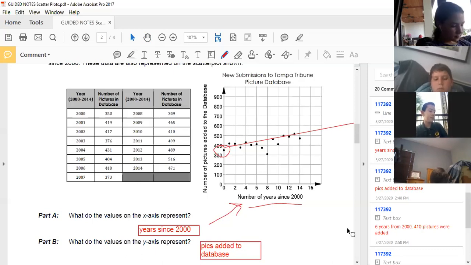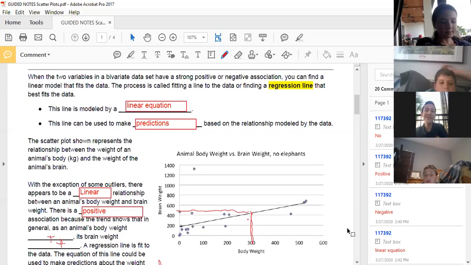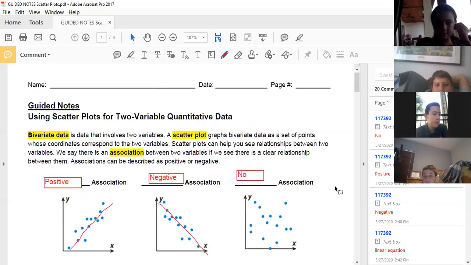All right, so these are the basics of scatter plots. We've got a relationship, positive or negative. We've got the line of regression that gives us predictions about new data, and we're going to talk more about that in the coming days. Any questions about any of this stuff? No. All right, great.